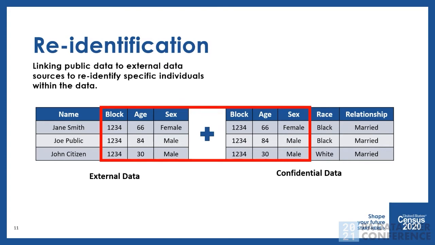Well, it turns out this is also a relatively trivial exercise. While the reconstructed data did not contain names, they did have some indirect identifiers that could be used to link to an outside data source that does have names. In this particular example, they could use block location, age, and sex to match the reconstructed data to third-party data, say, for example, voter registration lists for the block. Now it's easy to attach the names to those individual records, and you've just learned Jane, Joe, and John's race and relationship status.